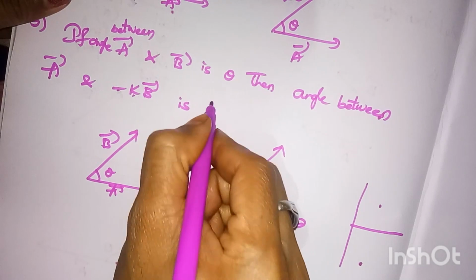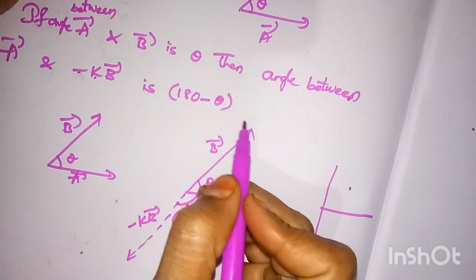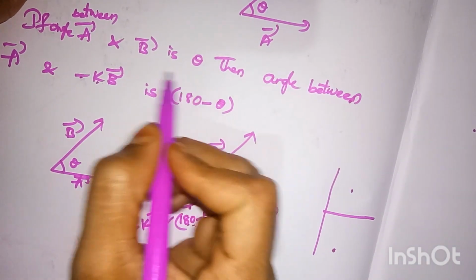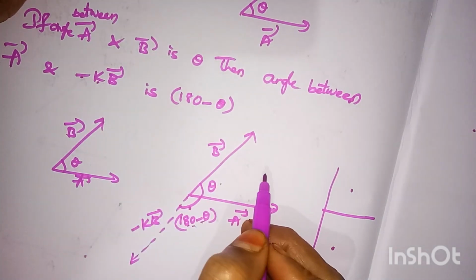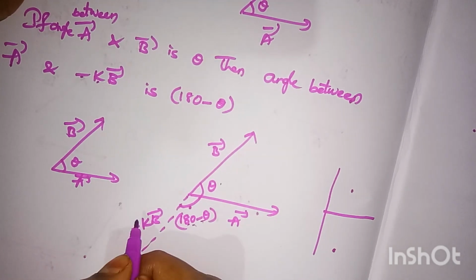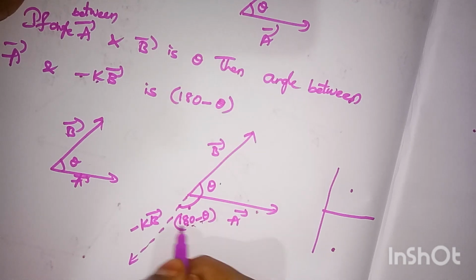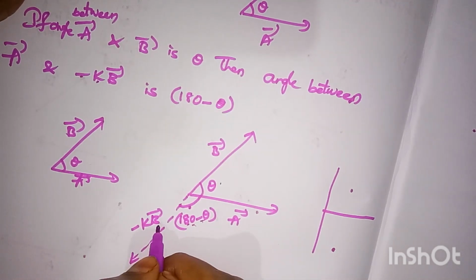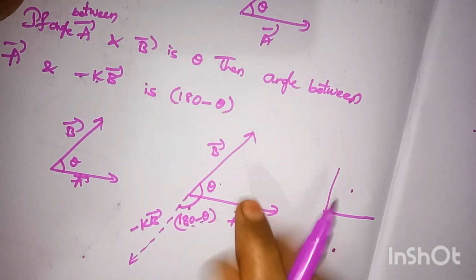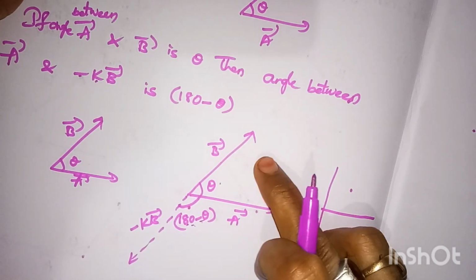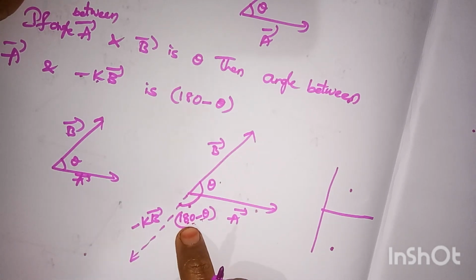So if a vector is multiplied with a negative constant, that is, a negative sign with a positive constant k, the angle made between the vector A bar and minus k B bar is 180 minus theta. Why am I removing theta? Because I need only the angle between A bar and minus k B bar, so theta should be removed from 180. These are the two axes, this is one quadrant and this is another quadrant, so it represents 180 minus theta.